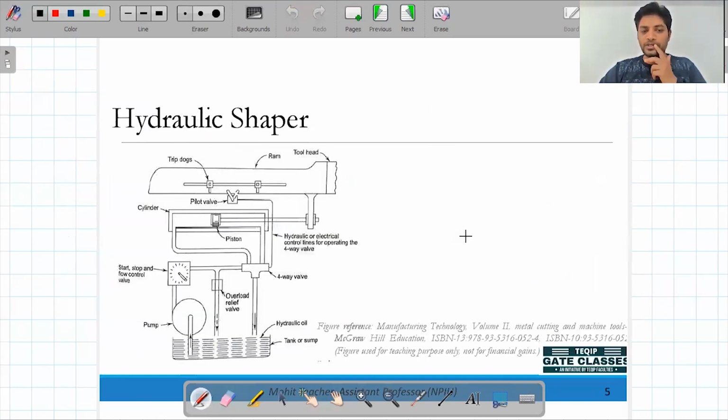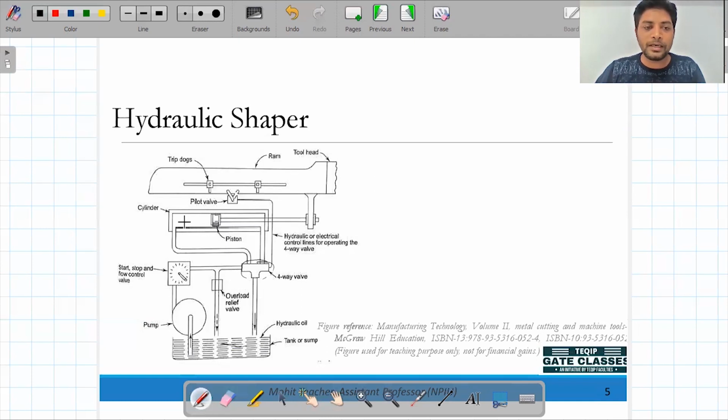Next is the hydraulic machine. Okay, this is a tank basically in which the hydraulic oil is filled. Okay, we are using this pump and this is the valve through which we can control the power, this fluid supply. There is another connection, this four-way valve, which is connected to give the supply to the cylinder we are using over here.